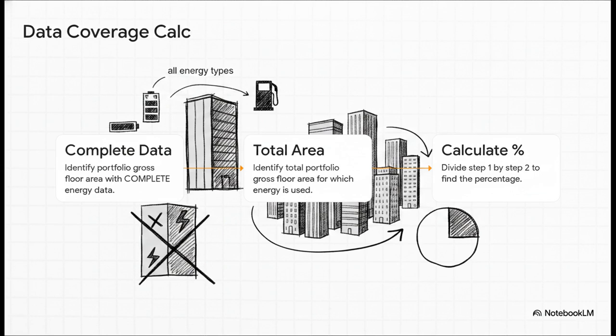The really crucial takeaway here is this. If a portion of your floor area consumes both electricity and natural gas, but you only have data for the electricity, that floor area is considered to have incomplete coverage. You cannot include it in your numerator. It's totally all or nothing for that specific square meter.